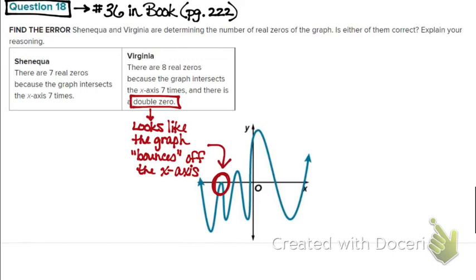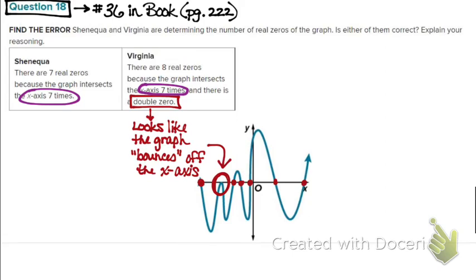How many times does this graph cross the x-axis or touch it, intersect? There's once right there. How many other places? 1, 2, 3, 4, 5, 6, 7. So yeah, it does intersect 7 times. But what does that mean about real zeros? Who's right here? Shaniqua is right.